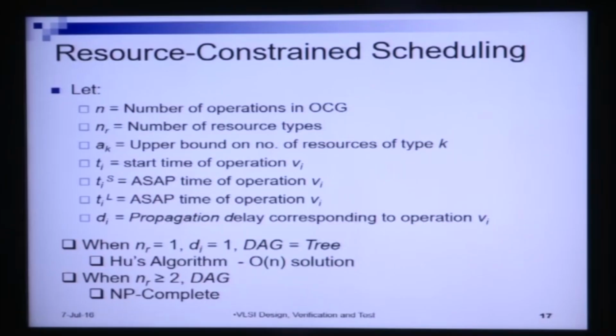So, moving on, in this type of scheduling, we will be given this operation constraints graph, and we will have different symbols to represent a few things. Firstly, n represents the number of operations in the operation constraints graph, the total number of operations that are there. Nr represents the number of resource types available. Ak equals the upper bound on the number of resources of type k.